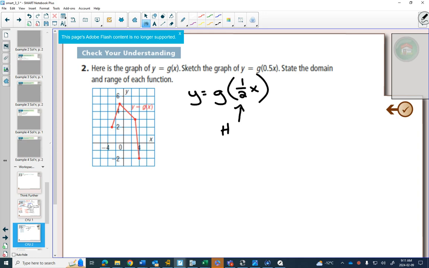Are you okay for an h for something? What does h stand for? Horizontal. And this one will be an s for stretch. Why is it a stretch? Well, if it's inside, you multiply by the reciprocal. So we would multiply our x values by 2.